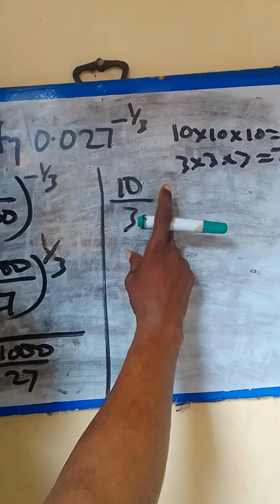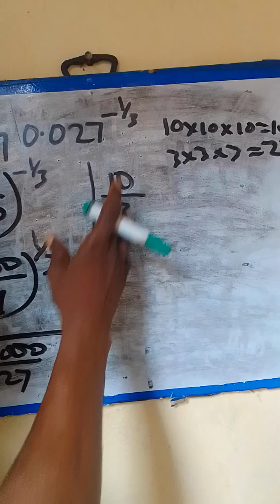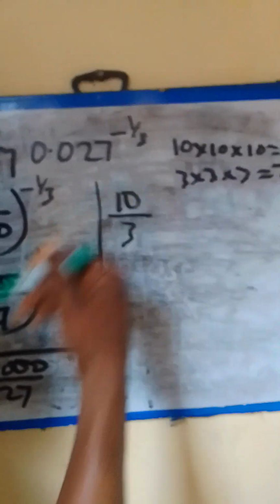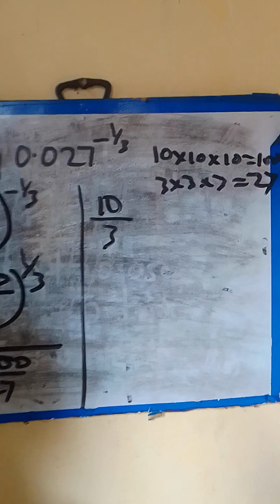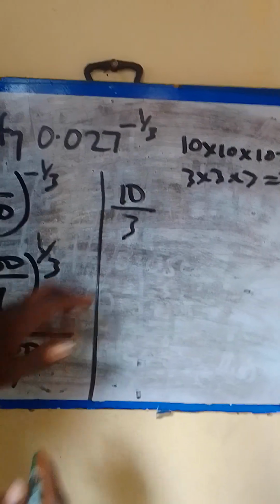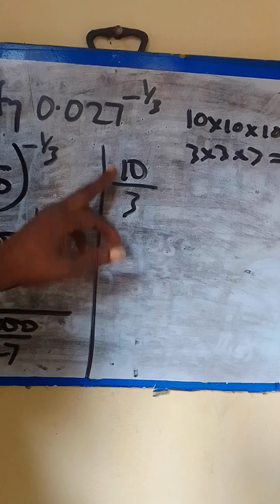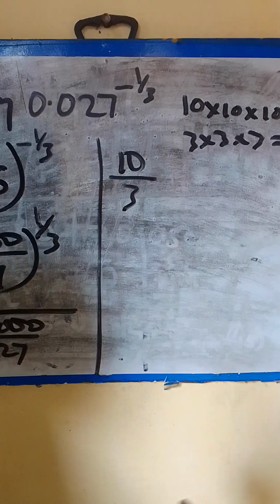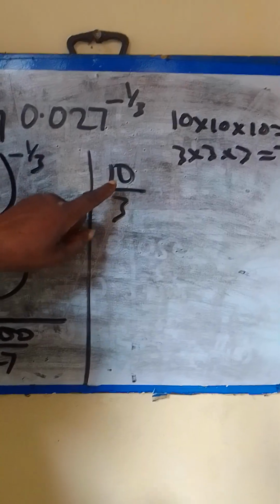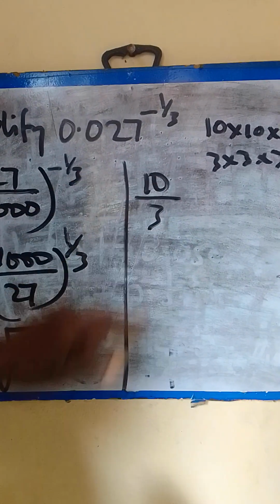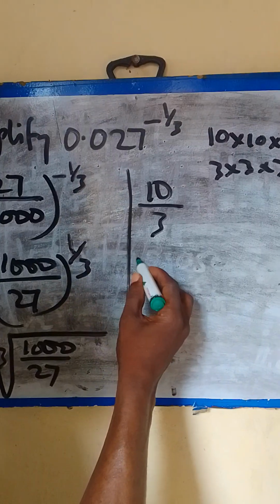Here, 10 over 3 would have served as the answer, but in mathematics, when you have a fraction where the numerator is bigger than the denominator, you convert it to a mixed number or mixed fraction. How do you convert to a mixed fraction? You look for a number that when you multiply it by the denominator, which is 3 here, will give you a result that is closer to 10. And whatever is to be added to the result to make it 10 will be smaller than the denominator, which is 3.